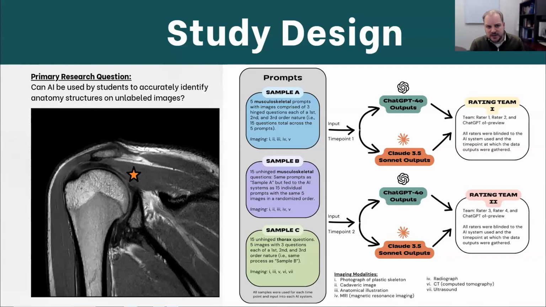And each sample that you see here, A, B, and C, was comprised of 15 different questions with images associated with them. And those images were of different modalities, such as illustrations and photographs and an MRI like you see here. And once we received all the outputs from ChatGPT 4.0 and from Claude Sonnet 3.5, we then had a team of anatomy experts rate the quality of the outputs. We had two teams. Team 1 rated the quality for the time point 1 outputs, and Team 2 rated the quality for the time point 2 outputs.